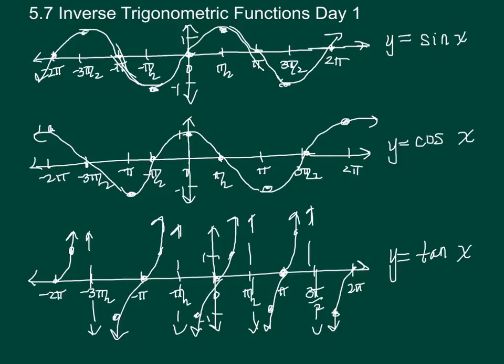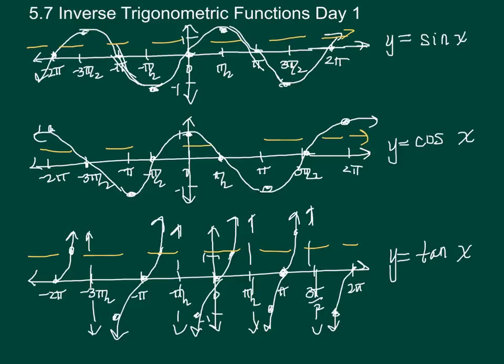So I'm going to draw a horizontal line over all 3 graphs. And you're going to notice that all 3 graphs fail the horizontal line test. Therefore, we're going to restrict the domain so that these 3 trig functions will have an inverse function. So let's start with sine.